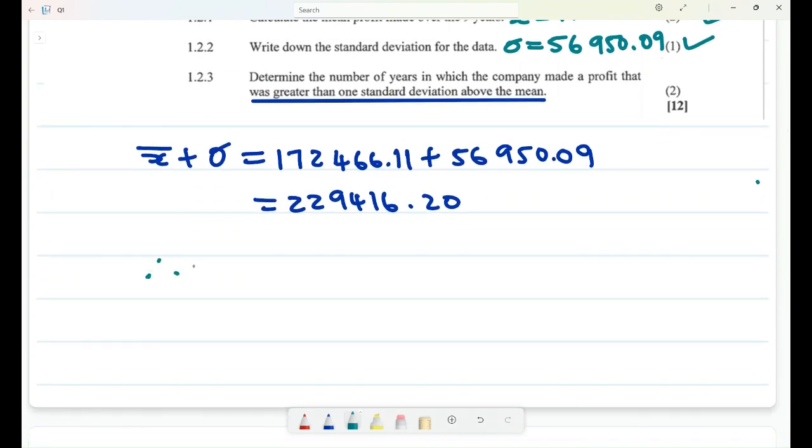You gave, therefore, 2 years, because the question was determine the number of years in which the company made a profit that was greater. Your first mark is here. Then your second mark is concluding that it is 2 years.